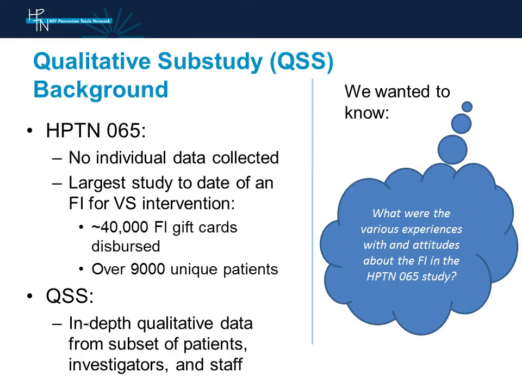So as we were implementing the HPTN 065, what I'll often refer to as a parent study, we started to hear a lot of anecdotal stories about the experiences and reactions and issues that people were having with the FI intervention. And some of these were expected, but some were not. But we started to wonder, what were the range of experiences people were having with the FI?